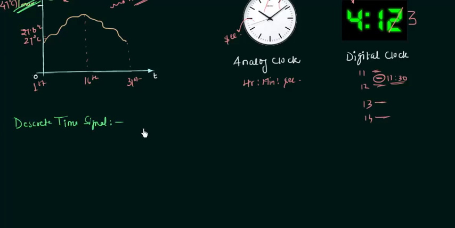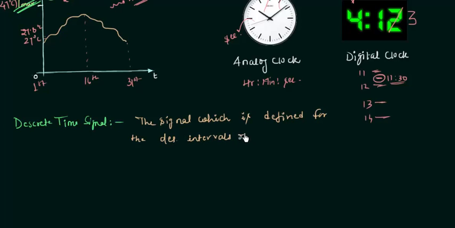I will write this down so that you can have a proper definition of the discrete time signal. The signal which is defined for the discrete intervals of time is called the discrete time signal.